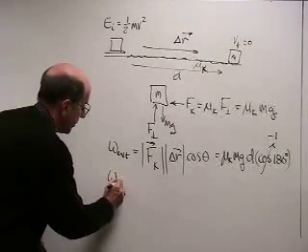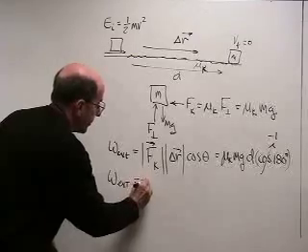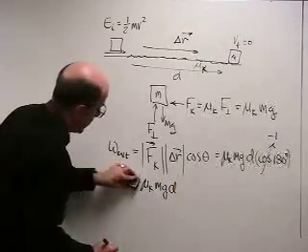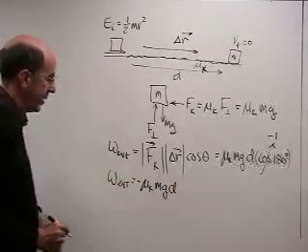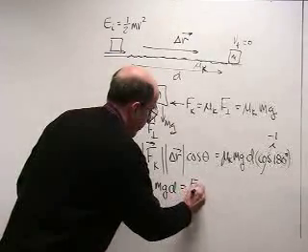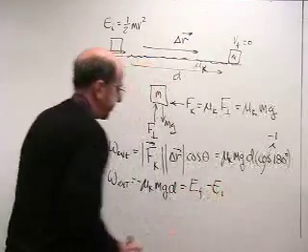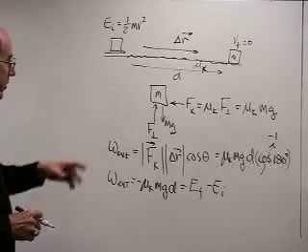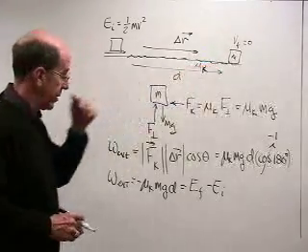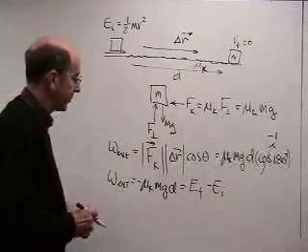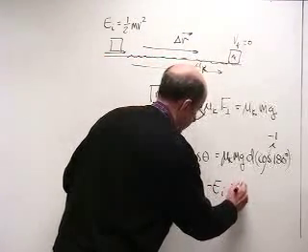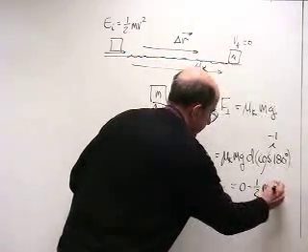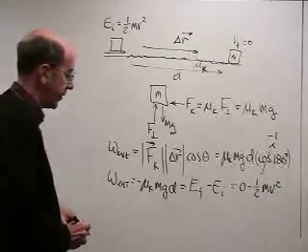And so the work external is equal to mu k times mg d, and I've got to put a -1, and that's equal to the final energy of the mass minus the initial energy. Okay, the final energy is going to be 0, and the initial energy is equal to 1/2 mv squared. So this is 0 minus 1/2 mv squared that we started off with.